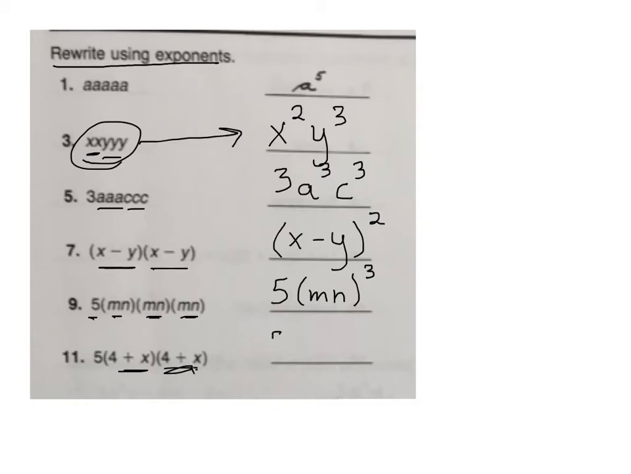On this one I have 4 plus x times 4 plus x. And so that would be 5 times 4 plus x what? To the second, because there's 2 of them. If there were 3 of them, it'd be cubed. If there were 4 of them, it'd be the fourth.